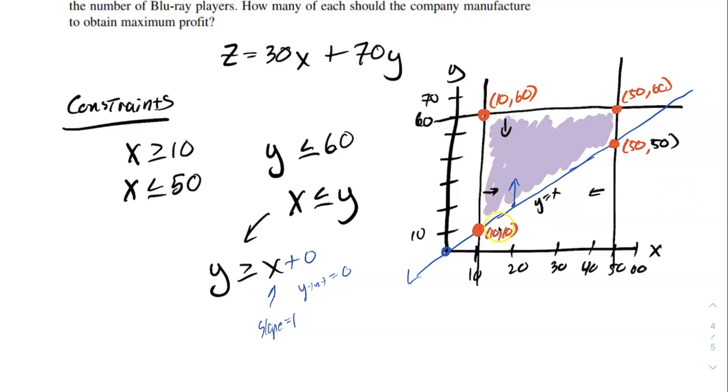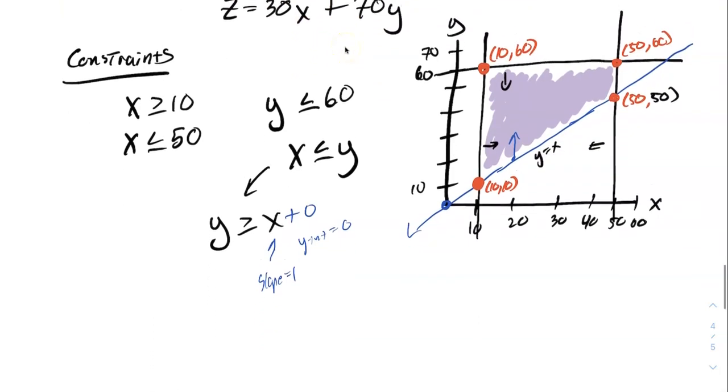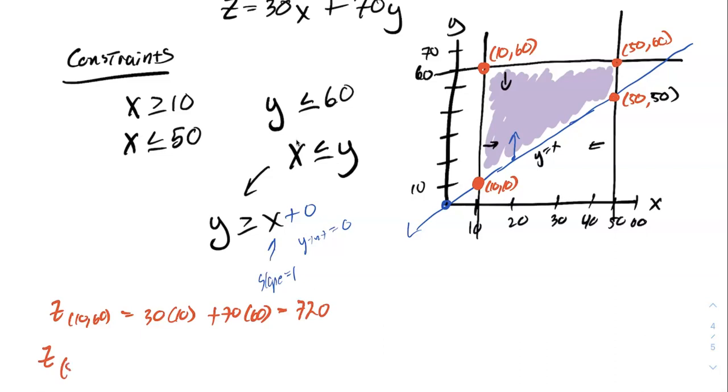So those are the points I need to test. I need to test 10, 60, 10, 10, 50, 50, 50, 60. Whichever one of those gives me the highest value here is my maximum function. It gives me max profit. So let's plug them in. Z of 10, 60, 30 times 10, plus 70 times 60. So 4,200 plus 300, so 4,500. Feel free to use a calculator. Z of 50, 60 equals 30 times 50 plus 70 times 60.